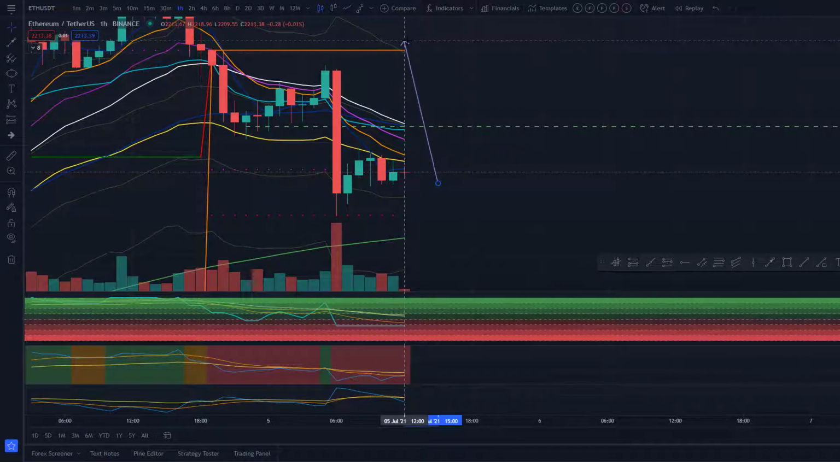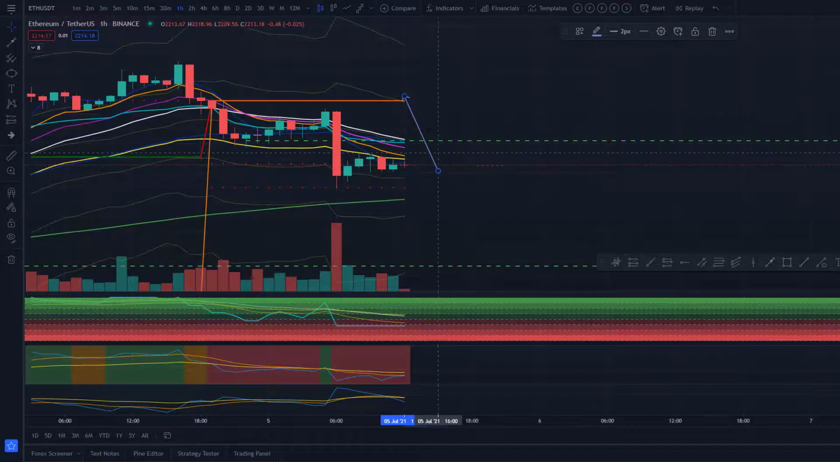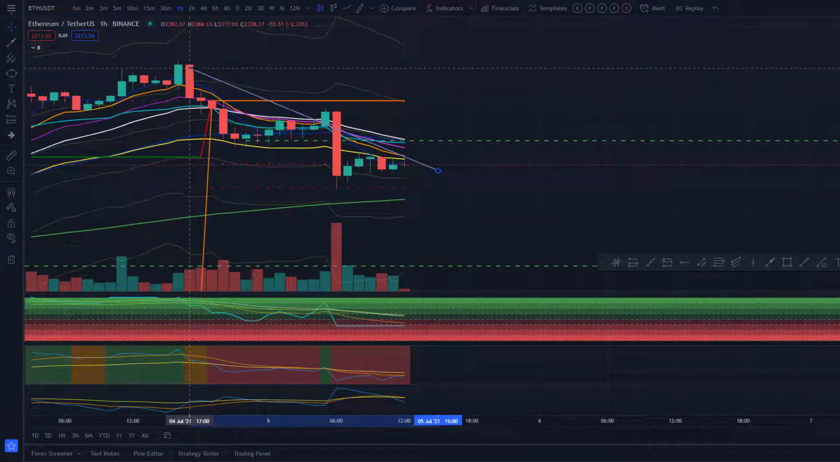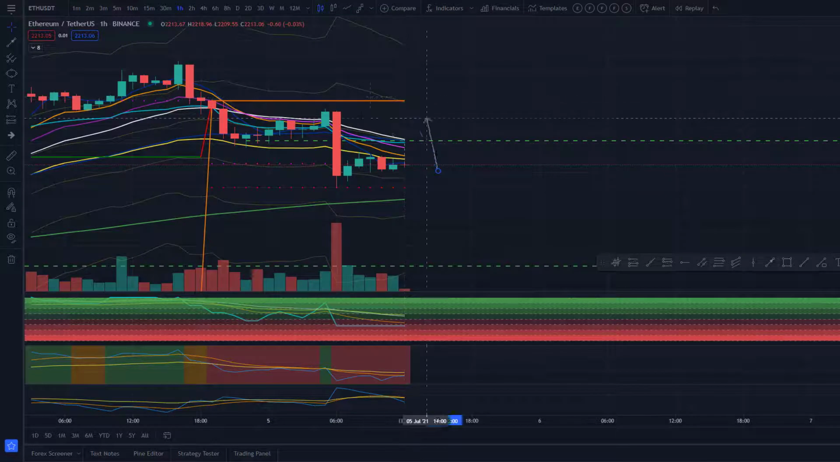I would short above this level here, knowing that we've got another level here. So I would short up here. I would scalp maybe this area here. It could sell off here because that could be an overshoot of the momentum indicator.